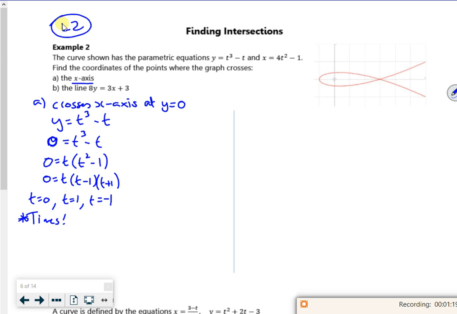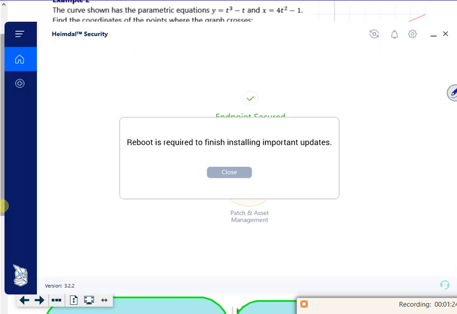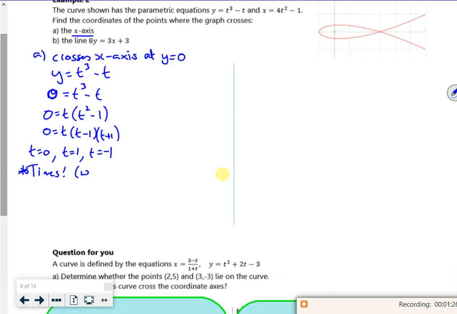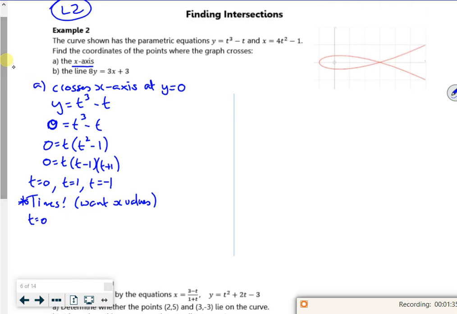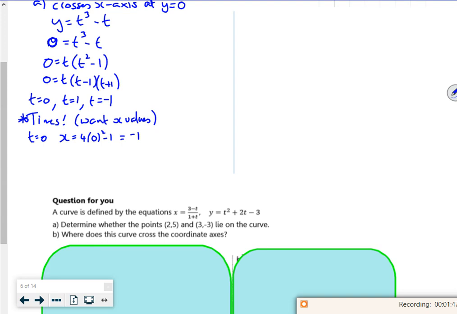Now what I want is the x values. So these are the times, but I want the x values. So when t is nothing, if I sub it into x here, it's x is 4 lots of nothing squared minus 1. So it's just a minus 1. So that would give a coordinate of the minus 1, 0.